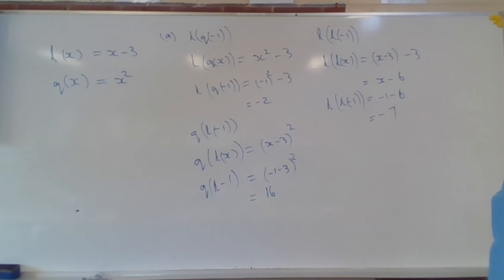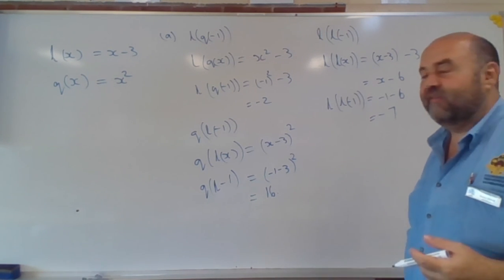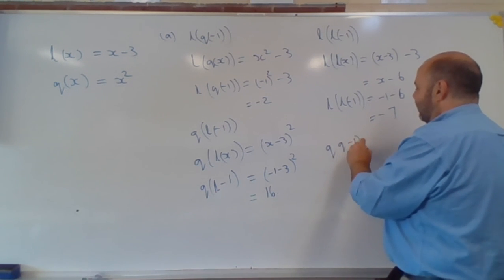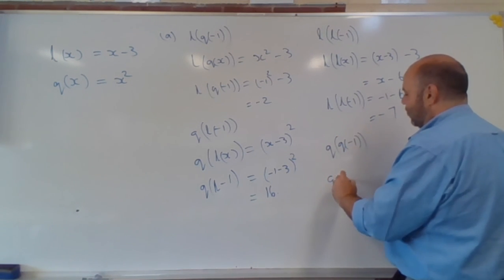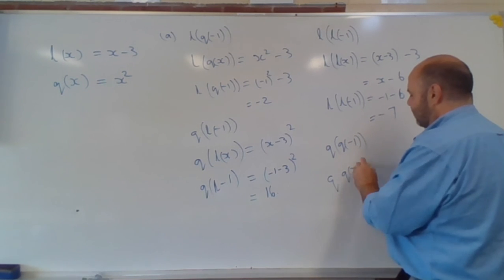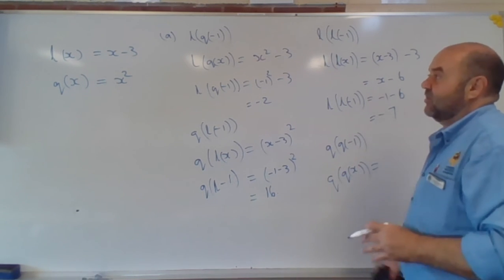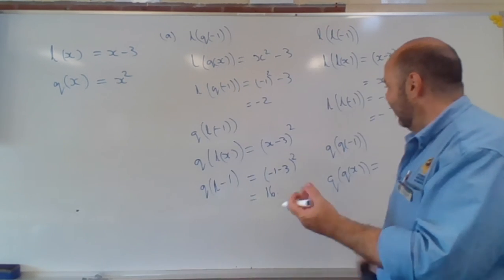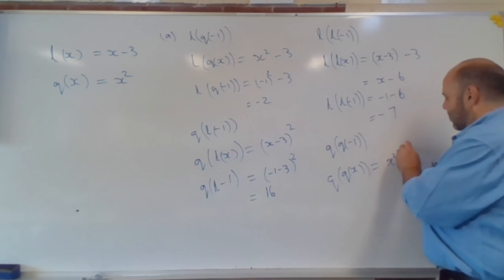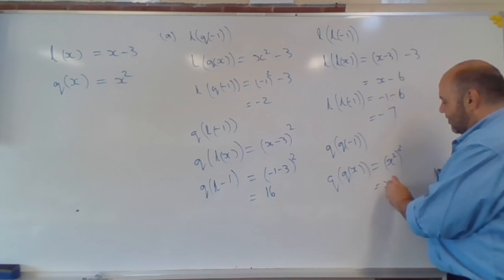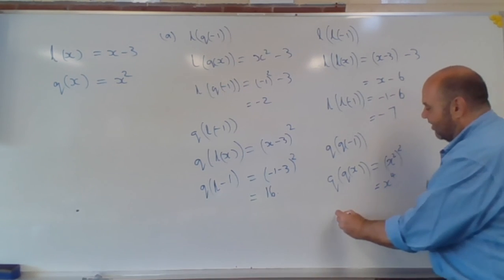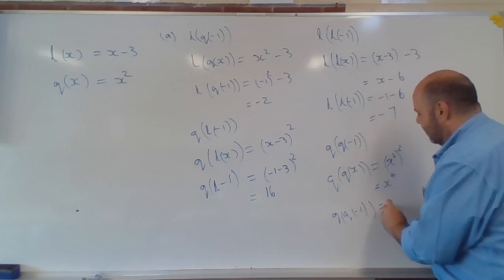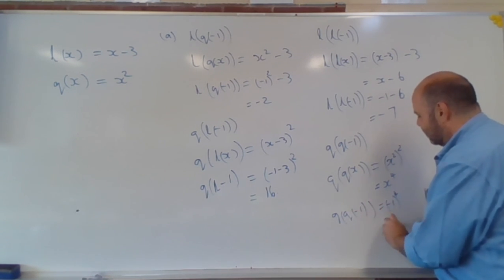And then lastly, it asks me for Q of Q of -1. So I need to find Q of Q of x. In other words, I replace x with x squared in x squared. So there's going to be x squared squared, which gives me x to the power of 4. So Q of Q of -1 is negative 1 to the power of 4, which is just 1.